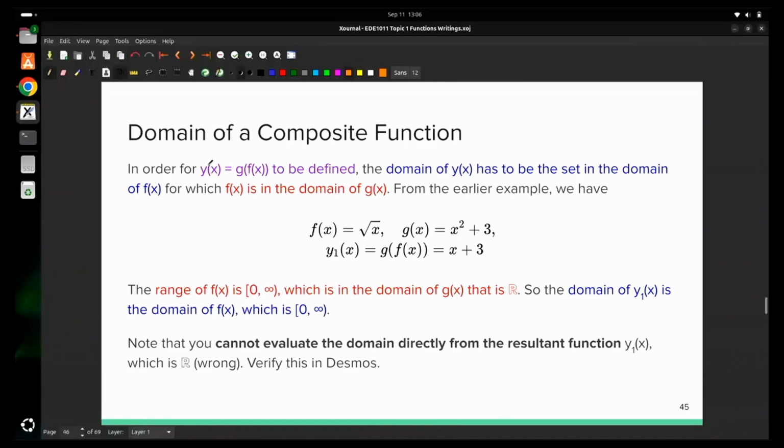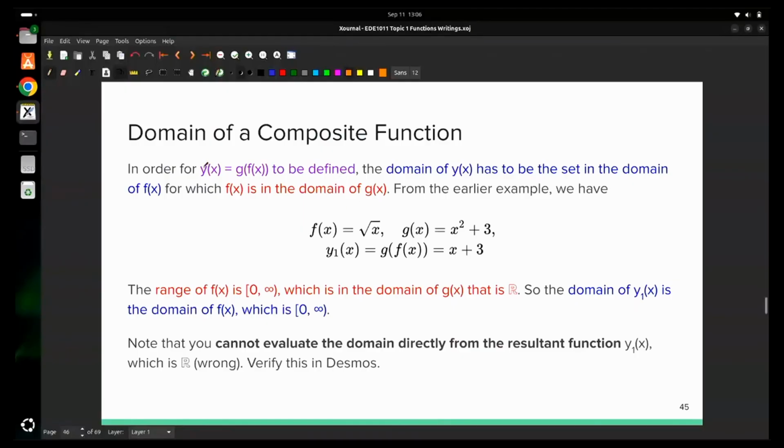Okay, defining the function is not so big a deal, but however, the domain has a bit of complication. Okay, so this sentence may seem a little bit of a mouthful, but I'll explain it in more layman terms. It says here that the domain of y, the resultant function, has to be the set in the domain of f, for which f is in the domain of g. Okay, so that doesn't make sense to most of us. What happens here is that it's actually very straightforward to define.